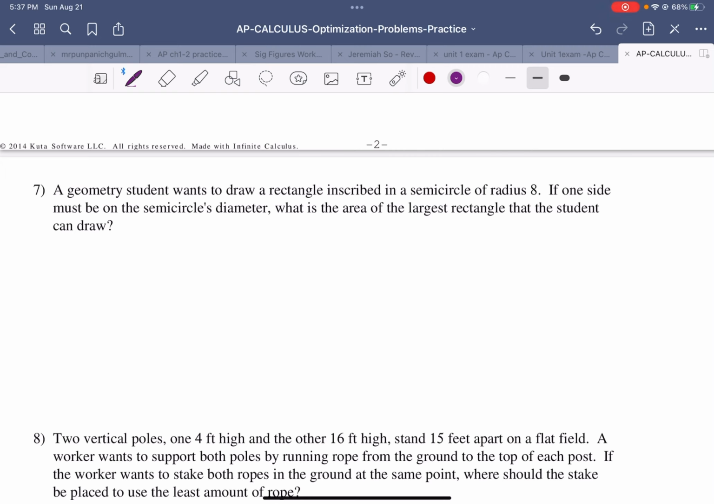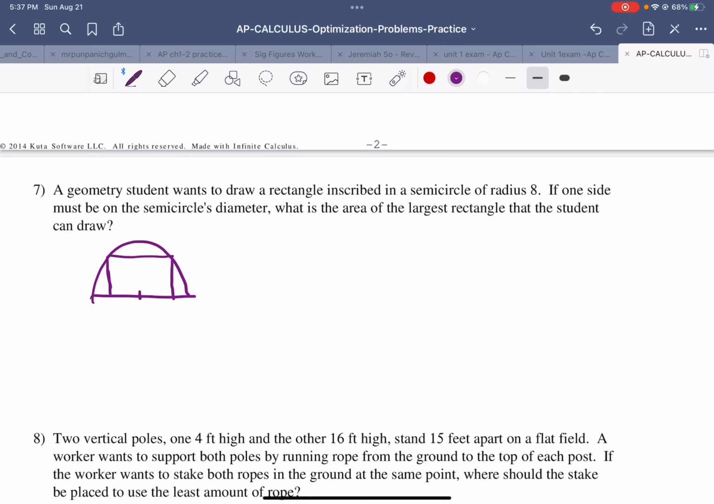A geometry student wants to draw a rectangle inscribed in a semicircle of radius 8. So let's sketch it. Semicircle. And then that student wants to draw a rectangle inscribed like that, and one side must be on the semicircle. That's what I did here. Now what is the area of the largest rectangle that the student can draw?